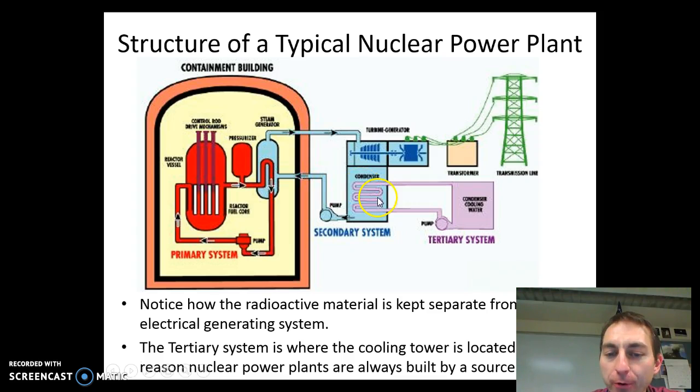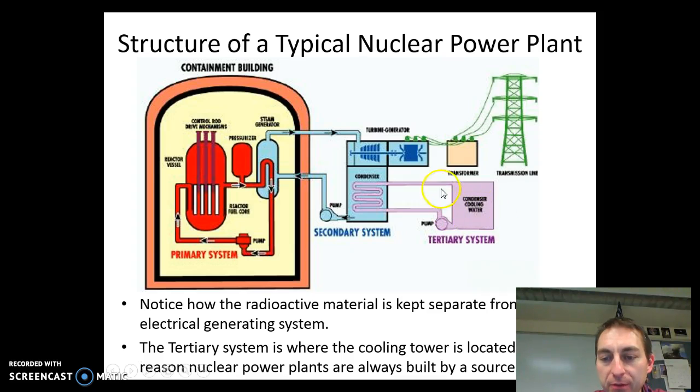Now, in order to keep this as a condensing system, you have to cool it back down, and that's where this tertiary system comes into play. This now cools down the water so that you can get it to come back to a liquid and then pump it back through the system.